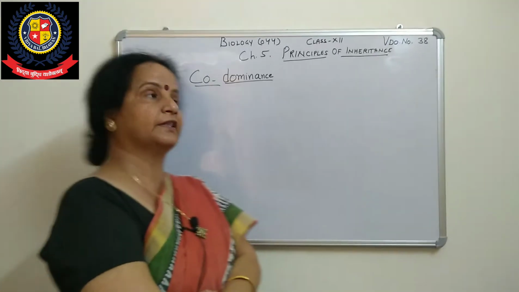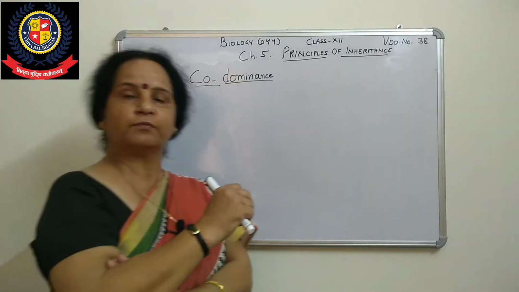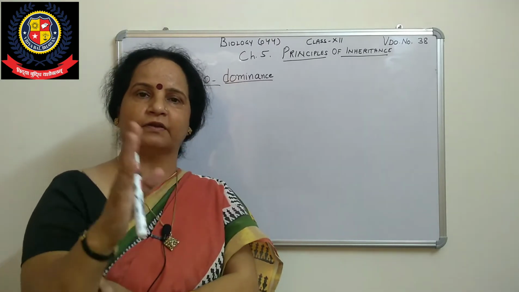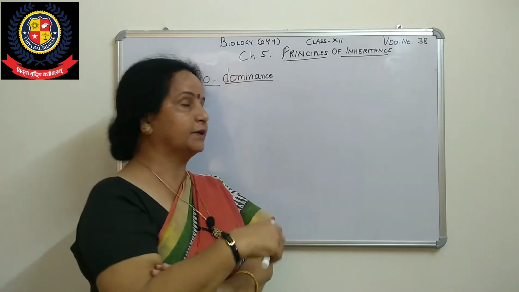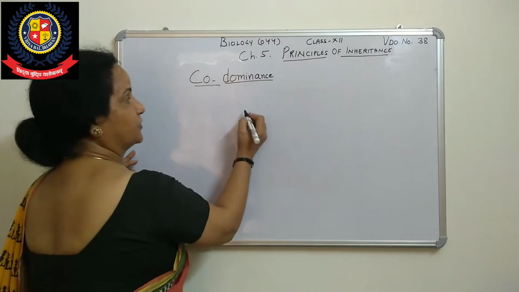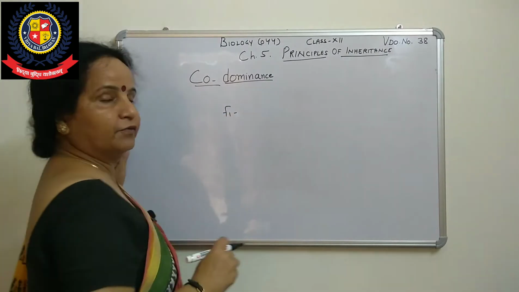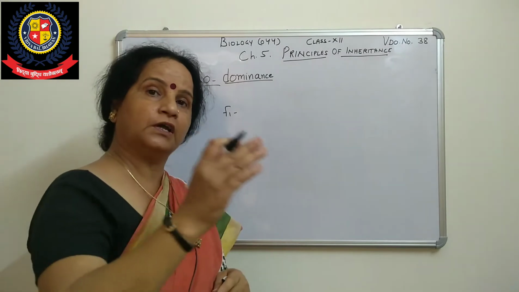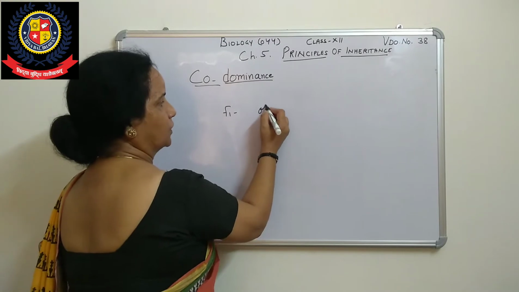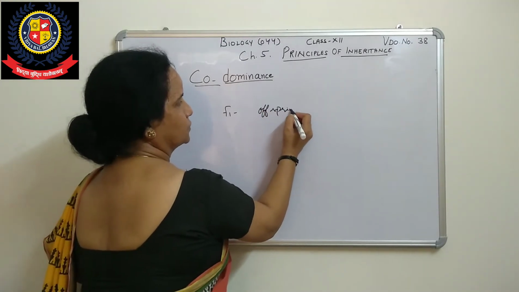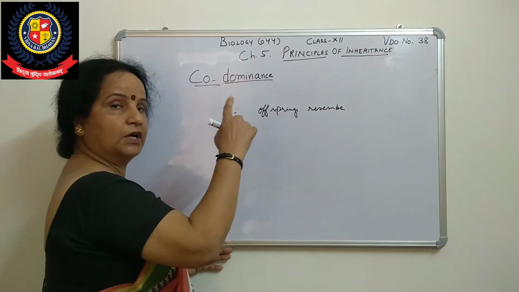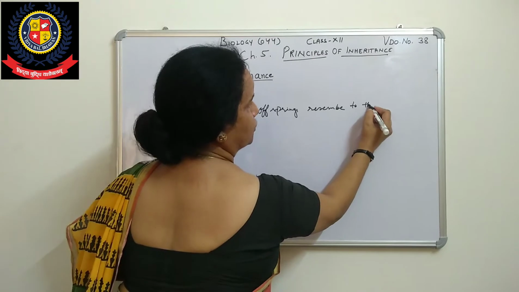Now one more we will see, that is codominance. Here Mendel had told that between two factors, one will be dominant and the other recessive, as you know. But in codominance, in the F1 generation, we get offspring that resemble both of the parents.